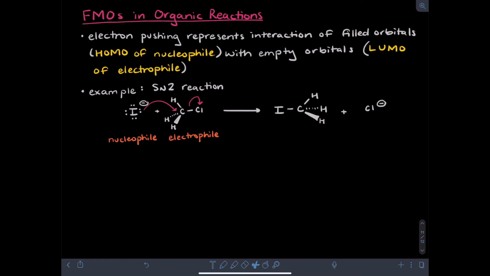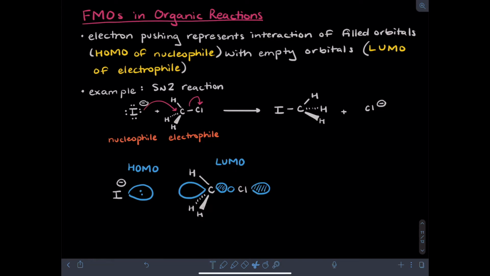In terms of our frontier molecular orbitals, I want to think about the HOMO of the nucleophile and the LUMO of the electrophile. The HOMO of my iodide nucleophile is going to be a lone pair in a hybrid orbital. And in terms of my electrophile, I'm going to look in particular at the carbon-chlorine bond that's breaking. The LUMO in this case is the sigma star antibonding molecular orbital. I've drawn the lobes on carbon as larger because it is less electronegative than chlorine.